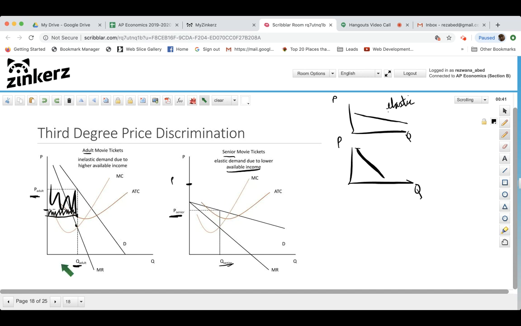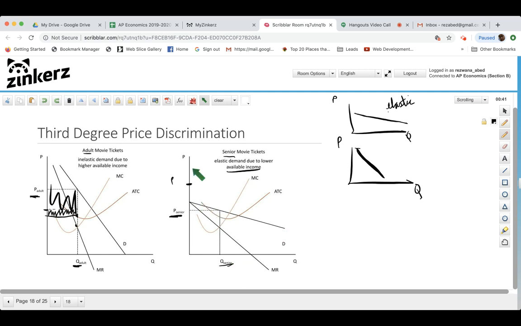Because we should charge according to who we are charging. Sorry, what was that, Sarah? According to the person that you're charging it to. Yeah, so according to the elasticity of demand.